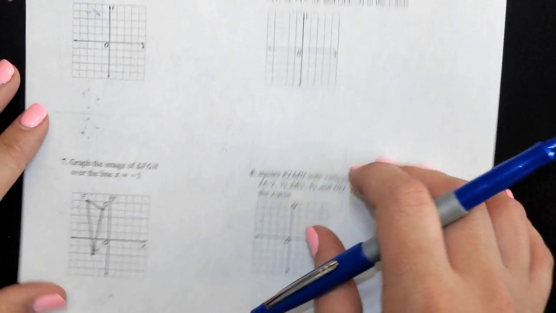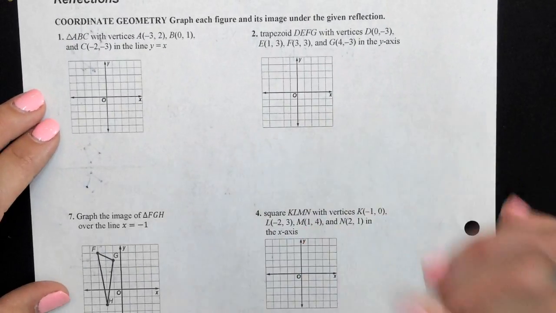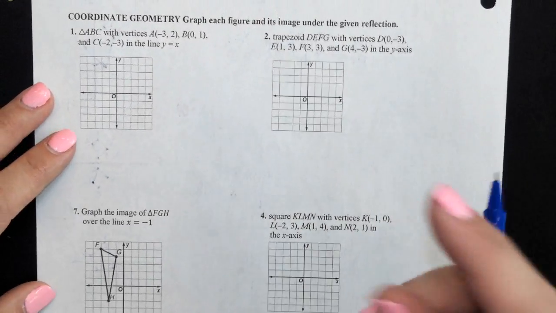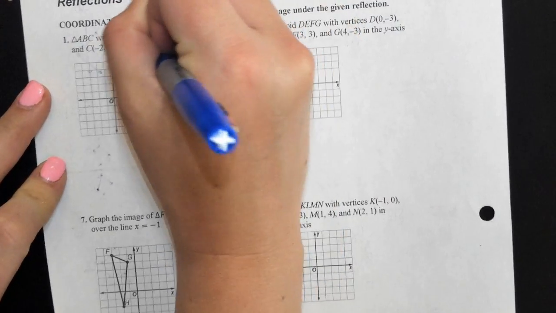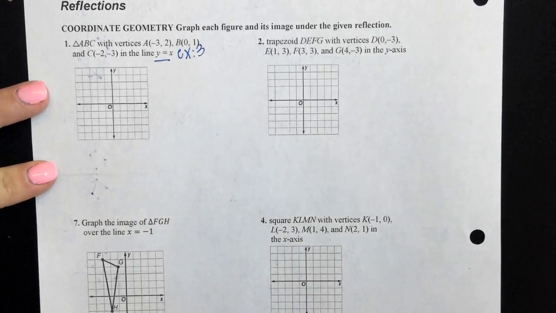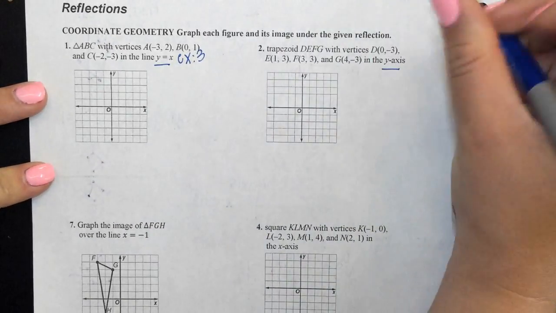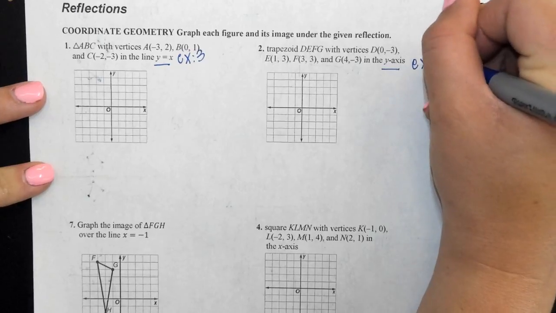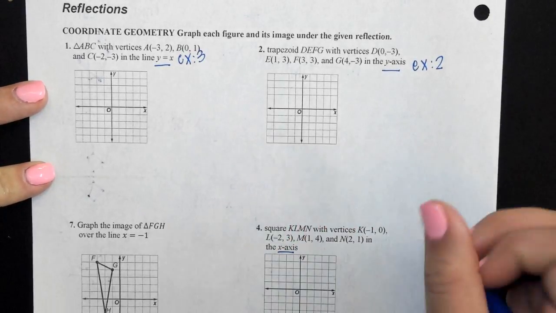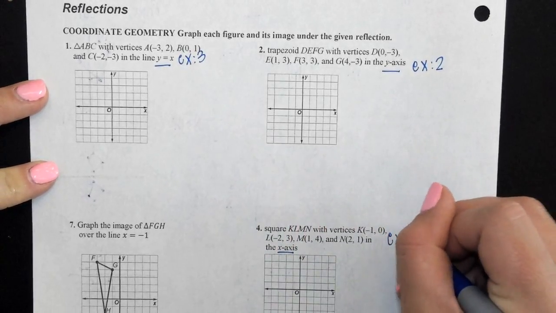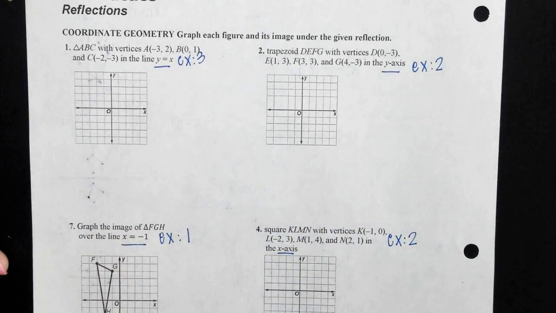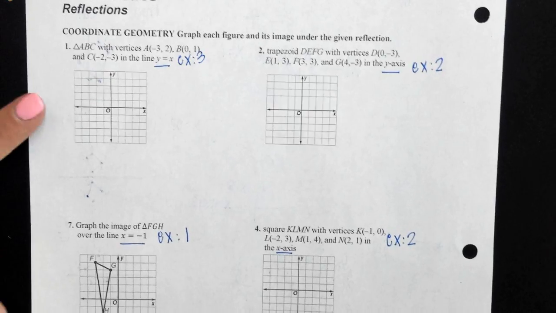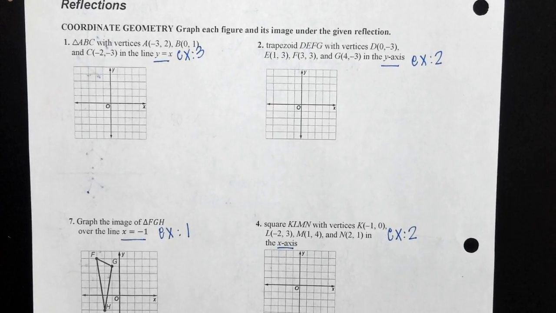Okay, so if you flip to the back, here's your classwork / homework. So I want you to do these. You're right here, this is example number 3. You're reflecting over y equals x. That's example 3. This one you're reflecting over the y-axis. That's example number 2. You're reflecting over the x-axis. That's again example 2. And then this one goes with example number 1. Okay? I want you to finish all 4 of these. Go.